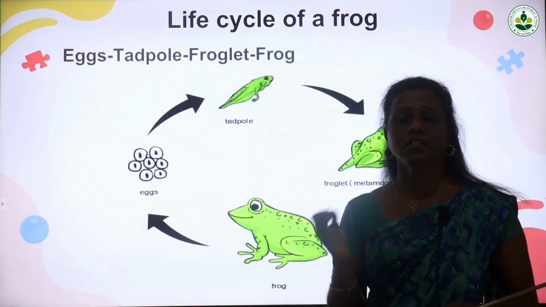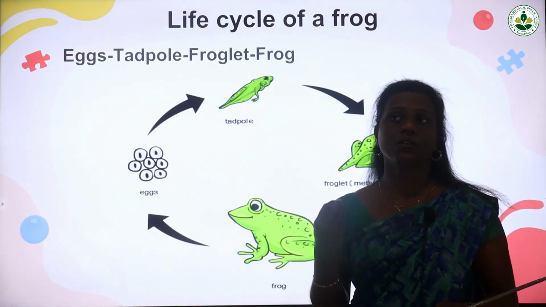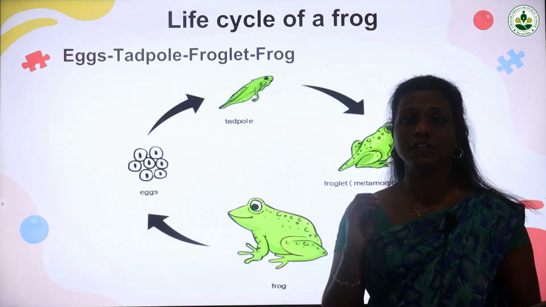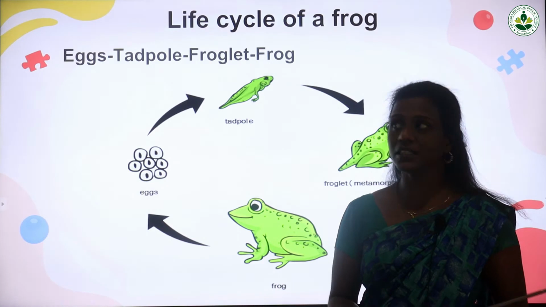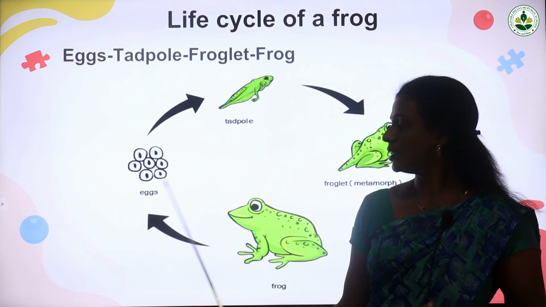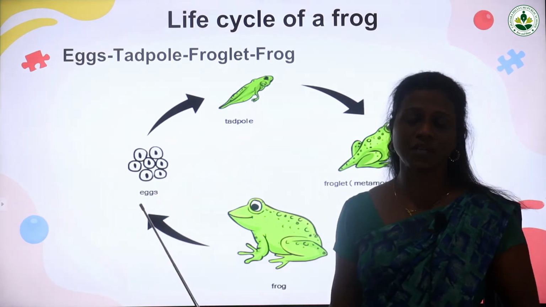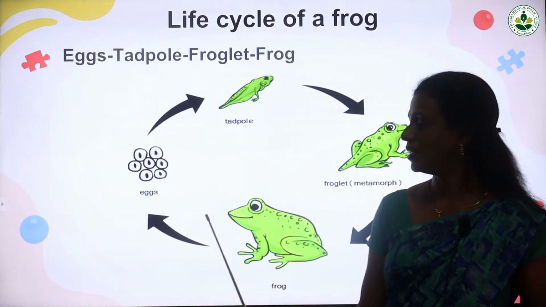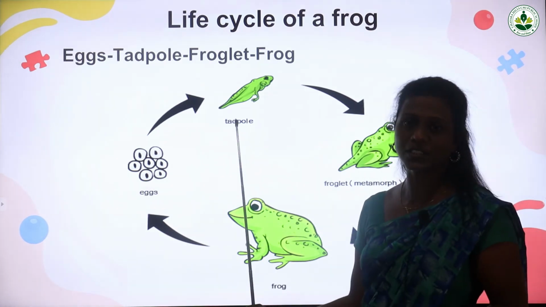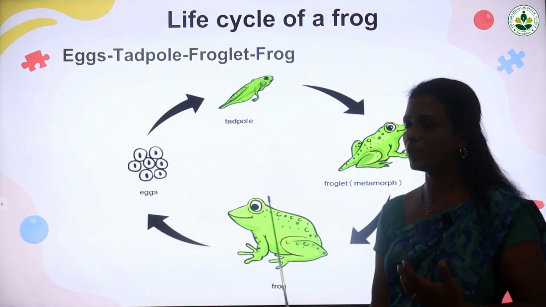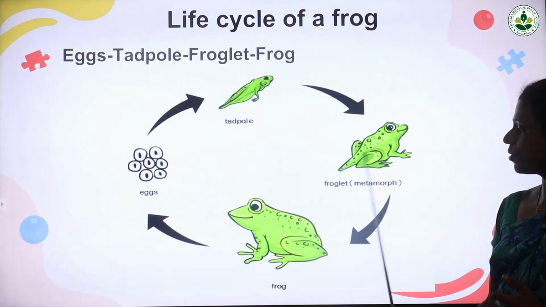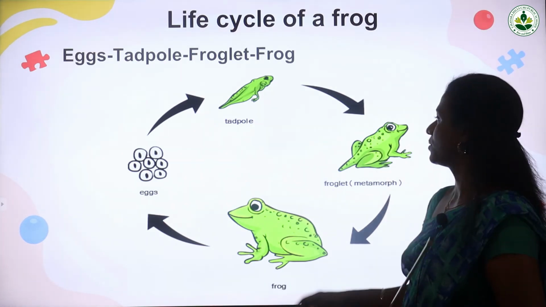When we studied the life cycle of a chicken, a turtle or a fish, all the young ones looked similar to the adult one. But in the case of a frog, there are not so many similarities between the young ones and the adult ones. For example, a frog will lay eggs and the egg will hatch into a tadpole. The tadpole looks entirely different from a frog. Then the tadpole later develops into a froglet, and the froglet will later grow into a frog.